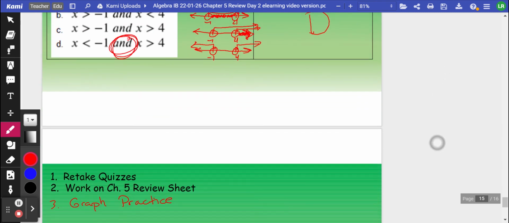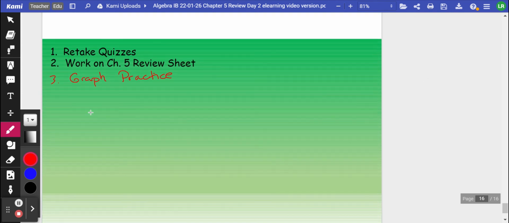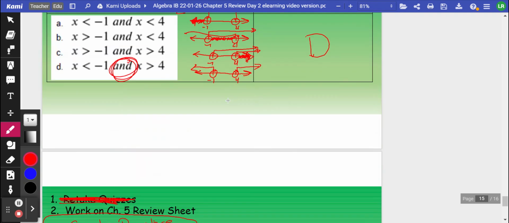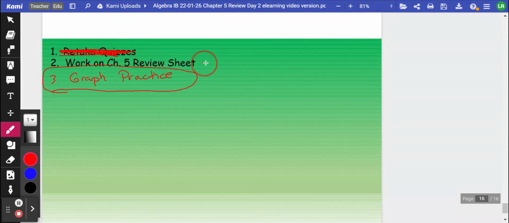Now, obviously, we're not in class, so this won't be possible, but you need to be working on these 2 things. Okay, attached on your Canvas assignment is the graph practice. Okay, it's as a PDF. You need to do that. That can be done in Kami. You should also be taking a picture of the notes that you just took from the video and uploading that onto Kami. And then don't forget, if you have not finished it yet, to make sure that you are finishing your review sheet.